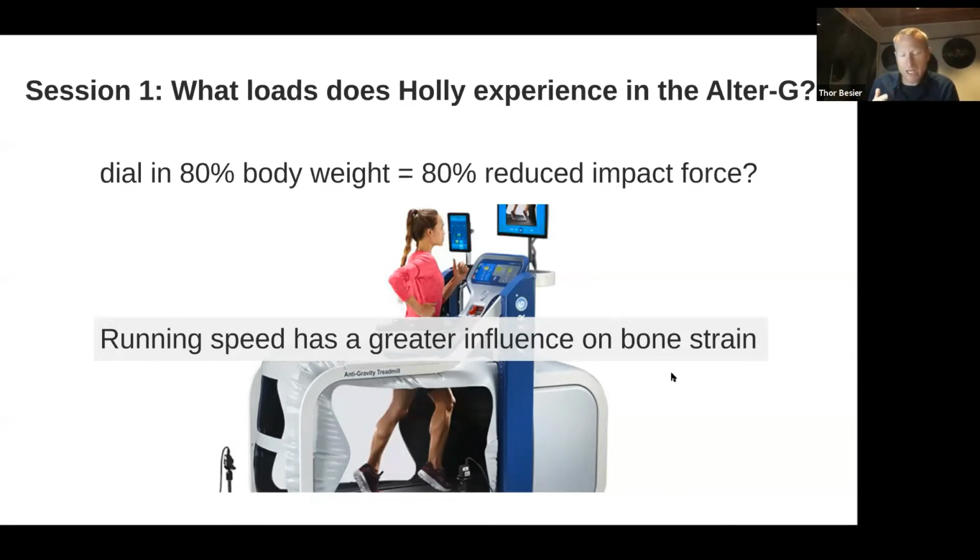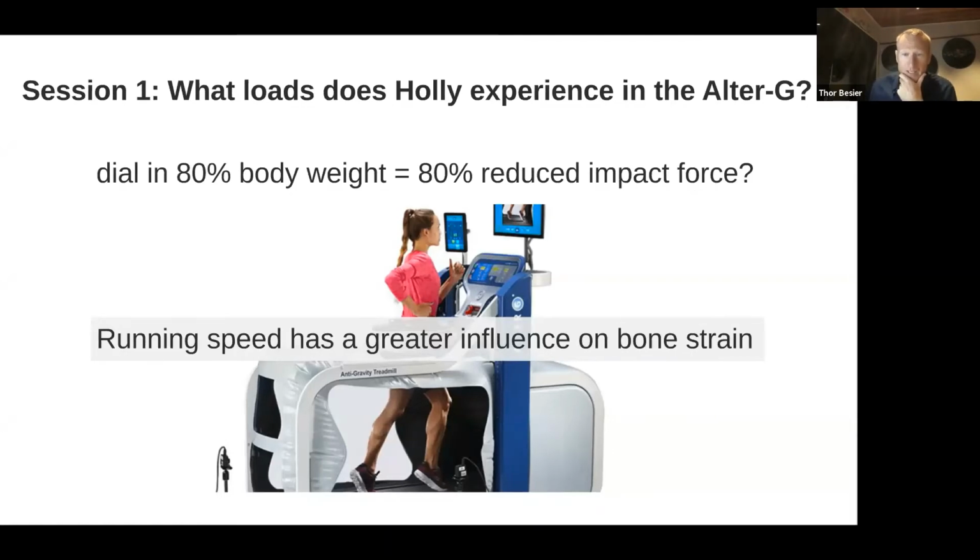So AlterG is a fantastic tool. You can mitigate some of the loads. You can maintain metabolic cost of locomotion, which is really good. But it's important to recognize that dialing up 80% of body weight does not necessarily lead to 80% reduction in the impact loads and the strains that are going to be experienced by the bone. So this is kind of lesson number one, if you like, from this case study.